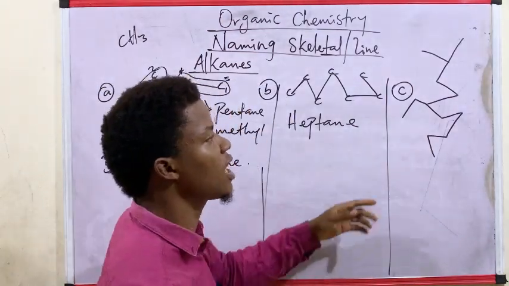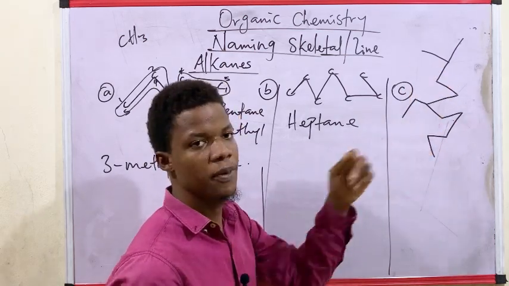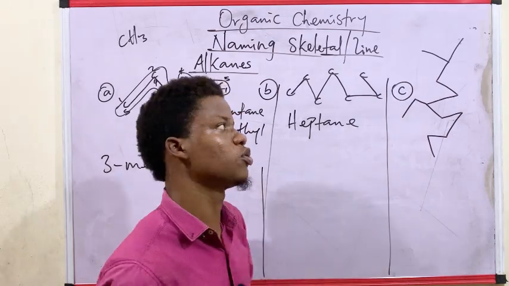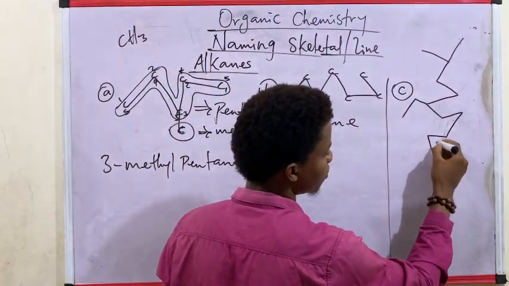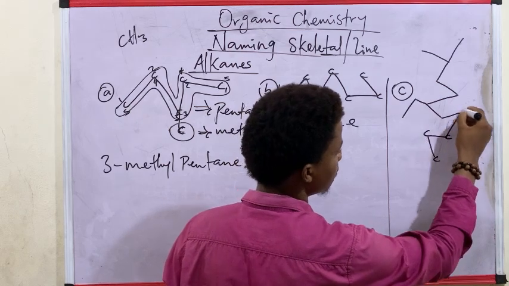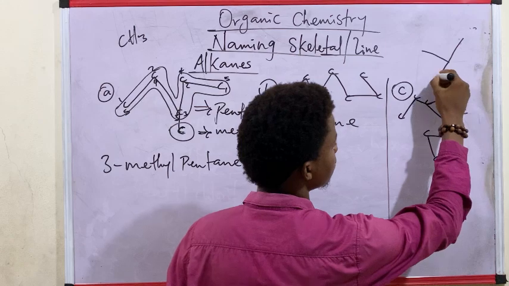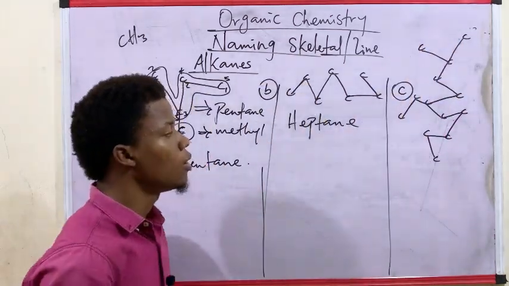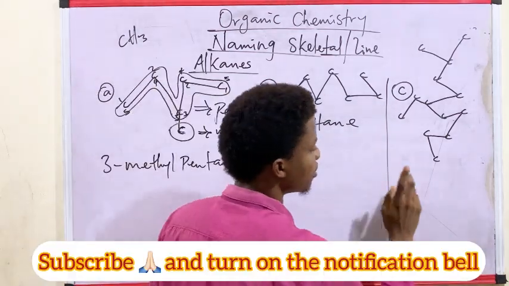Now, if you watch this, you see that there is branching. There's a branching here. There's a branching here. So first of all, let us identify the parent chain, which is the longest continuous chain. So let's start counting. All these points are carbon. Carbon is here, carbon, carbon, carbon, carbon, carbon, carbon, carbon, carbon, carbon, carbon, and carbon. So let us identify the parent chain. Look at it.